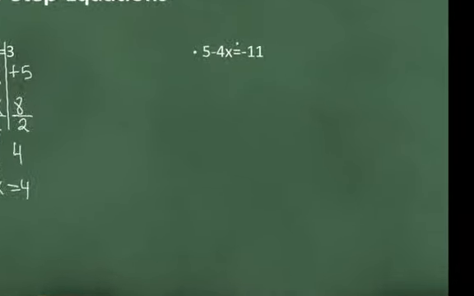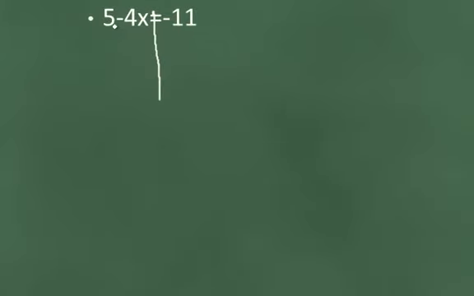If you do it over here, you're going to start moving this 5. It's a +5, so I'm going to have to make it a negative. And again, whatever you do on one side, you do it on the other side. 5 minus 5 is 0. If this goes away, I'm left with a -4x, and -11 minus 5 more is -16.